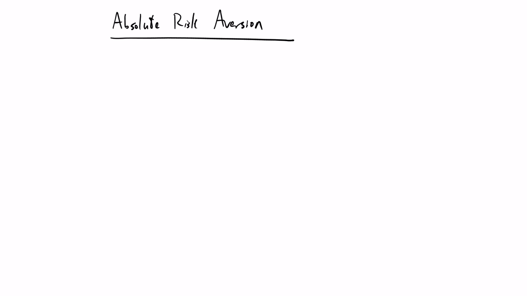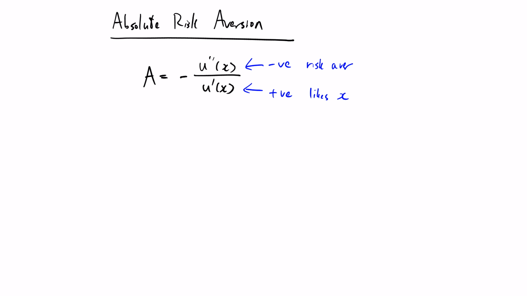Absolute risk aversion is defined as A equals negative second derivative of the utility function divided by the first derivative. As we already mentioned, the first derivative is usually positive, as long as the investor likes money, likes X, and the second derivative is negative, as long as the investor is risk averse. So that's what you would expect.